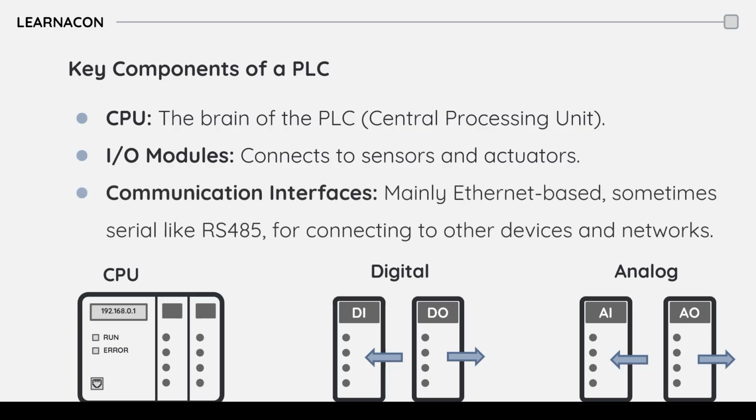Communication interfaces are used to connect the PLC to other devices and networks. Most modern PLCs use Ethernet, but you might also see serial interfaces like RS-485. These interfaces help the PLC communicate with other systems to keep everything running smoothly.